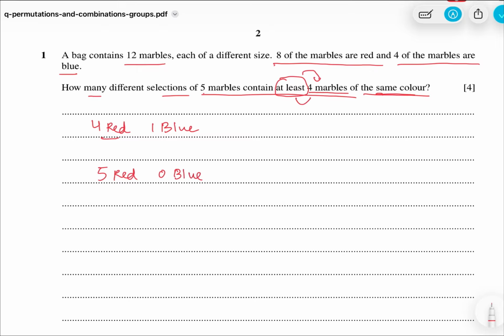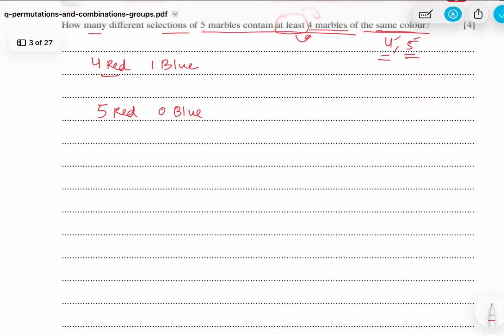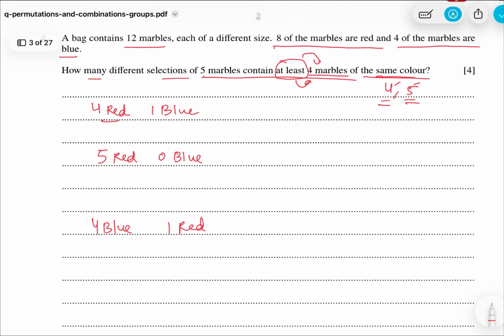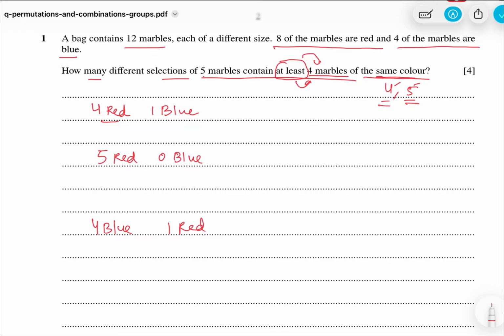Think with me. At least 4 means 4 or 5. At least. Minimum 4 should be there. So if they are talking about at least, we have to include 4 and 5 as well. So yes, this is also a case. We can have 4 blue and 1 red. Yes or no? Anyone else remaining? We cannot have 5 blue marbles because we have only 4 blue. Yes or no? So let's try to calculate this.